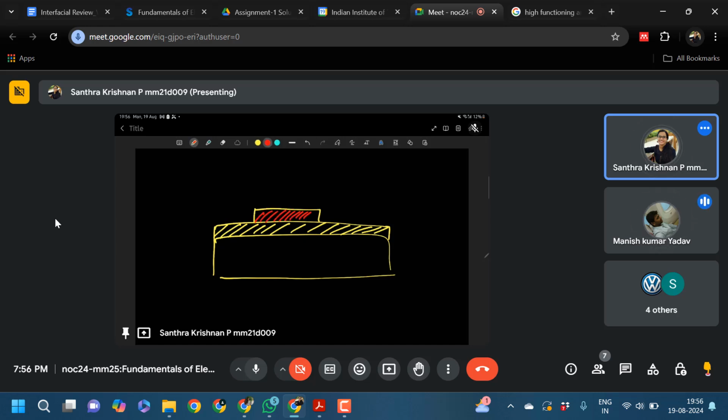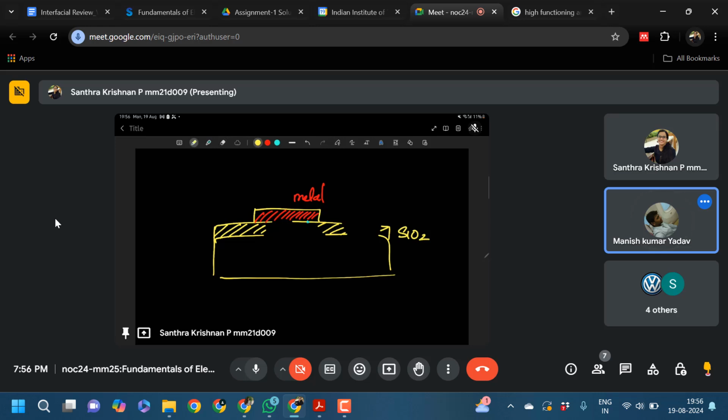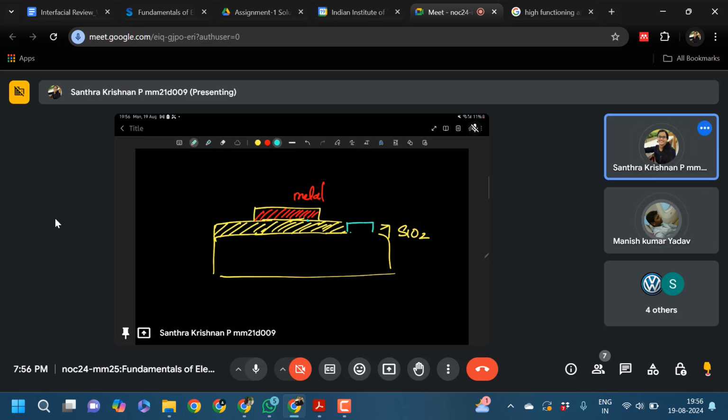And sir, also draw another metal on SiO2. Just remove the SiO2 layer somewhere, a small area, like here. No, not here. Other than the metal, here. Remove the SiO2 and fill the metal here. Yeah, this is the metal.